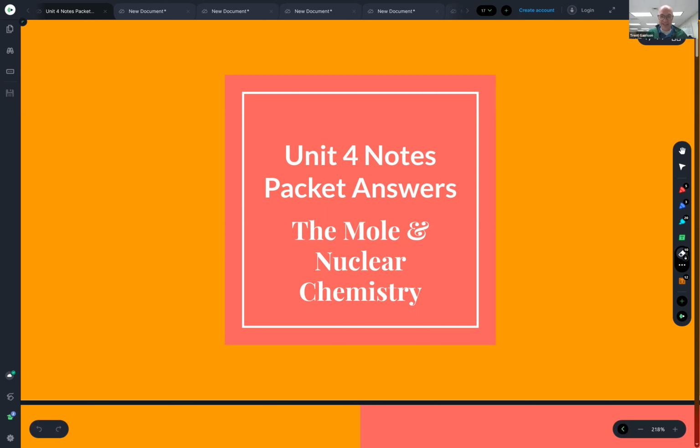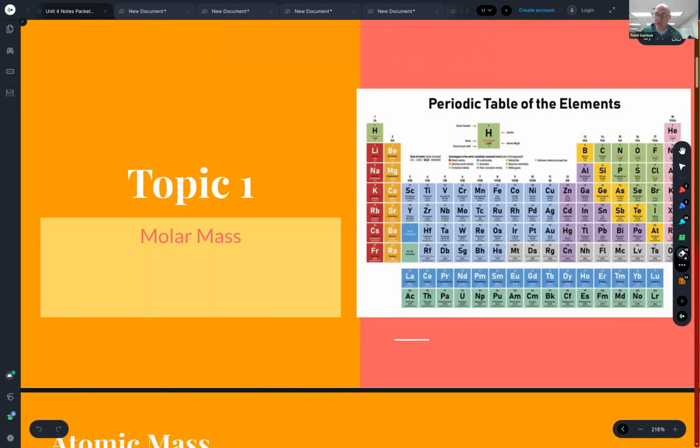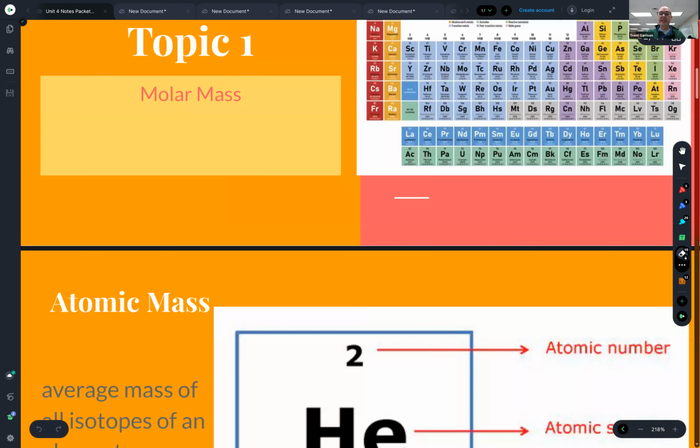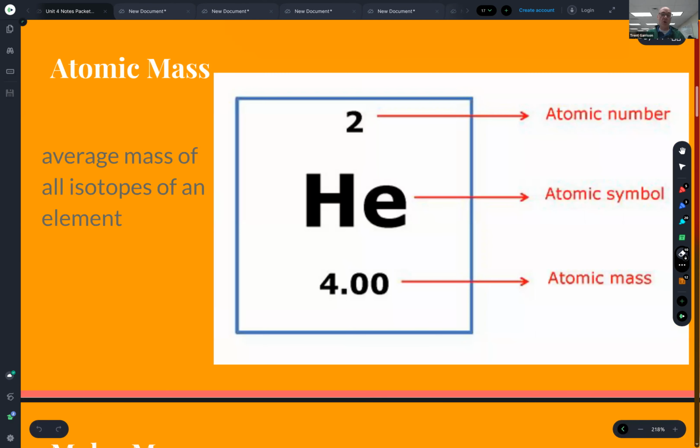So molar mass needs to be distinguished from an atomic mass. An atomic mass from our periodic table is just the weight of the individual element, the average of all the isotopes. Remember, isotopes are elements that have different numbers of neutrons, so they weigh something different. We average those together to get this average weight for any individual element. That can be found on each box for the periodic table.